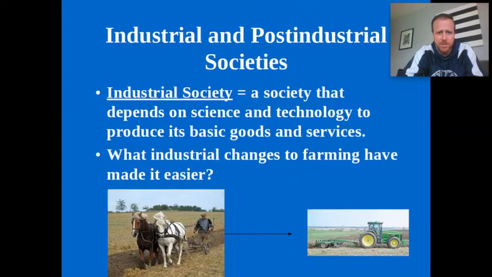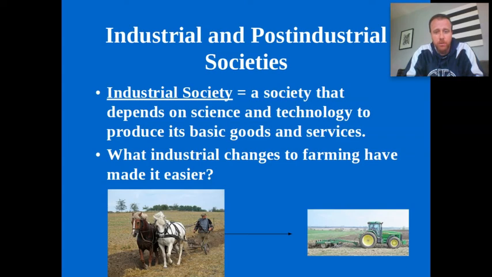So let's take a look at what an industrial society is first. An industrial society depends on science and technology to produce its basic goods and services. If you look at the pictures at the bottom of the slide, you have the process of industrialization and farming. We'll reference farming because it makes sense to a lot of people. So you have plowing a field using horses, to the transition with industrialization of plowing a field with an engine, using a plow.